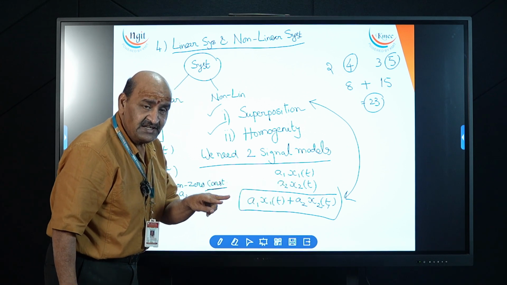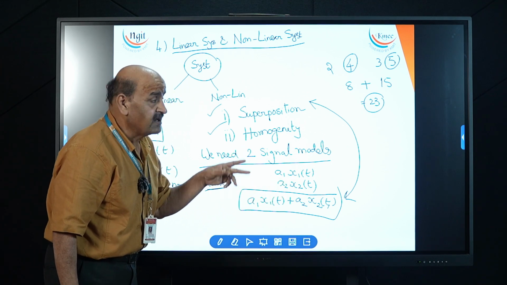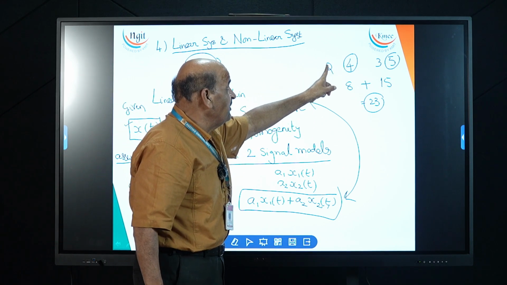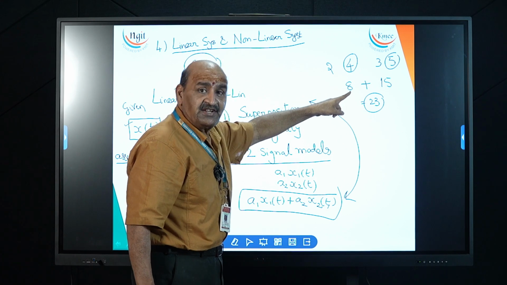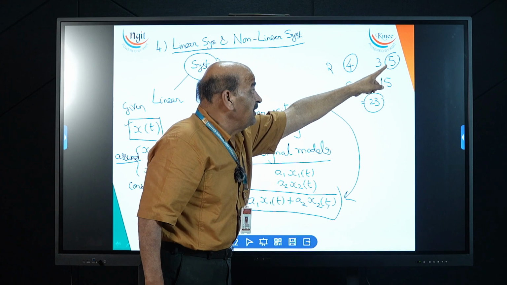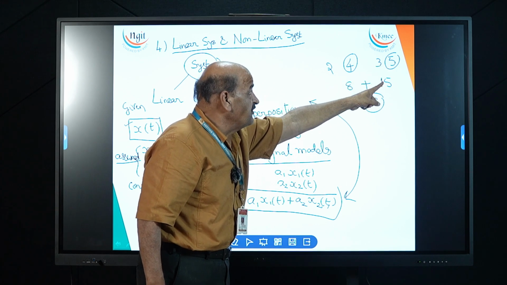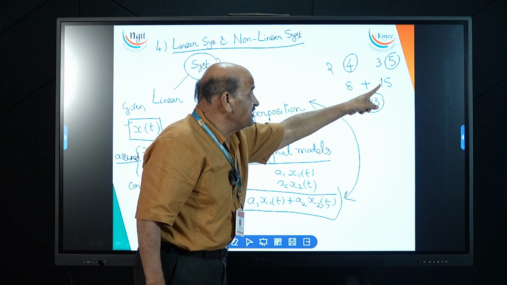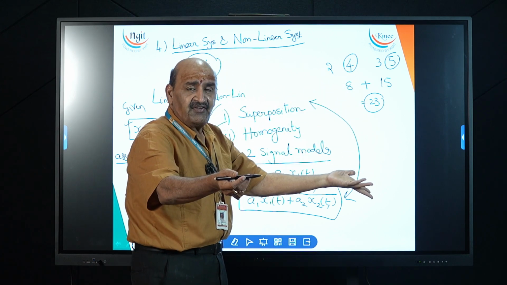x1 of t is different, a1 x1 of t is different, because just look here, the number 4 is different. After multiplying with the constant, it has become 8. 8 is different. The first number 5 is different. Multiplying with constant 3, 15. 15 is different, 5 is different. 8 is different, 4 is different. Adding these two, 23 is another different one.